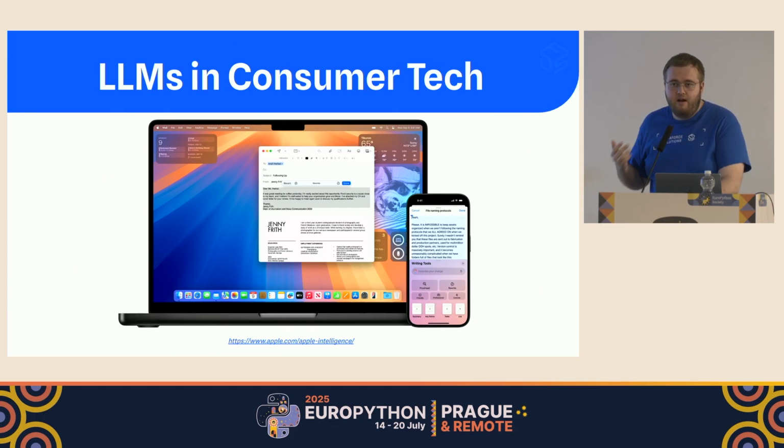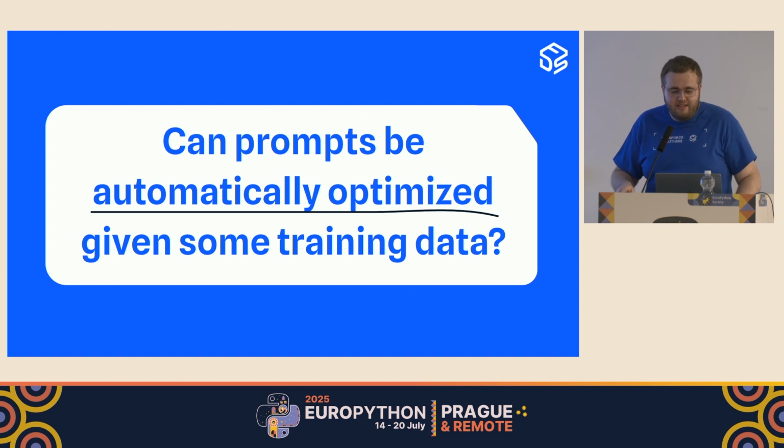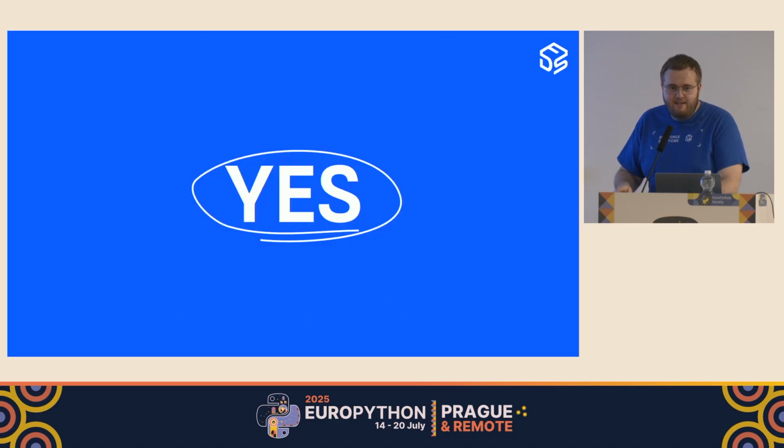However, when we look at how the systems work under the hood, we see something like that. Long, manually crafted prompts with weird instructions like, please do not hallucinate, please output your response in a certain way, etc. And as the complexity of tasks performed by LLMs increases, it becomes clear that such tasks require complex prompts. And crafting such prompts is anything but trivial. They need to be precise, well-defined, and non-ambiguous. Which naturally raises the question, can the prompts be optimized automatically given some training data? And the answer is yes.